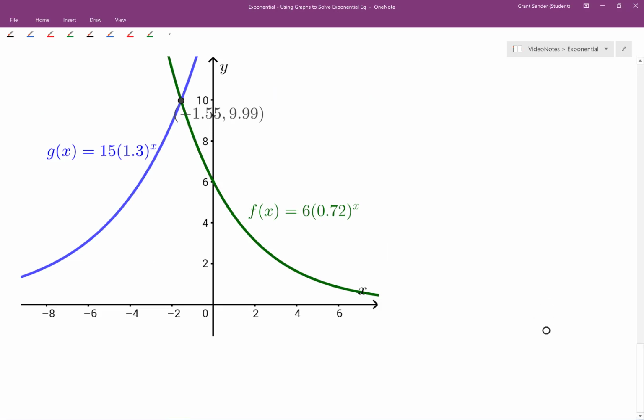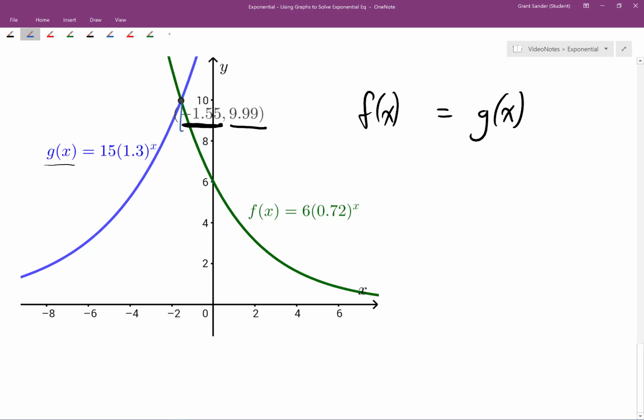We've got this function graph f here in green, the function graph for g here in blue, and these two graphs intersect at one point. So negative 1.55, comma 9.99. So this is the xy pair that satisfies both of these functions, which tells us that when x equals negative 1.55, both functions have an output of about 9.99. So when x equals negative 1.55, both f of x and g of x equal this 9.99, and therefore f of x is equal to g of x.